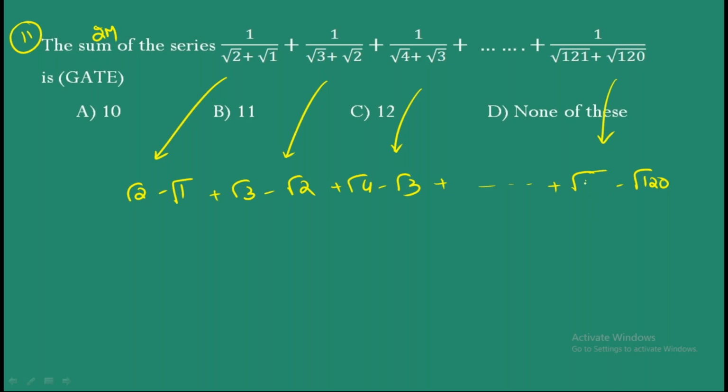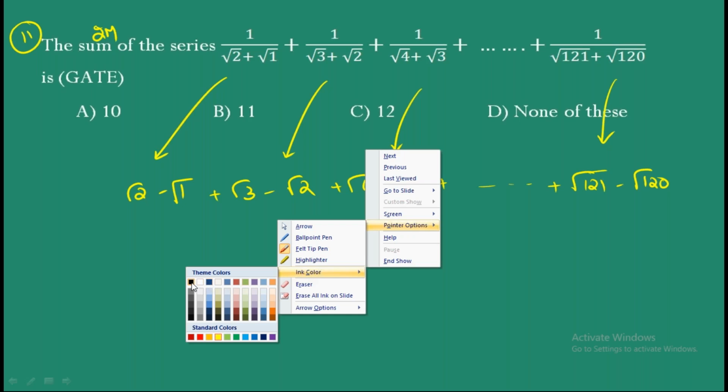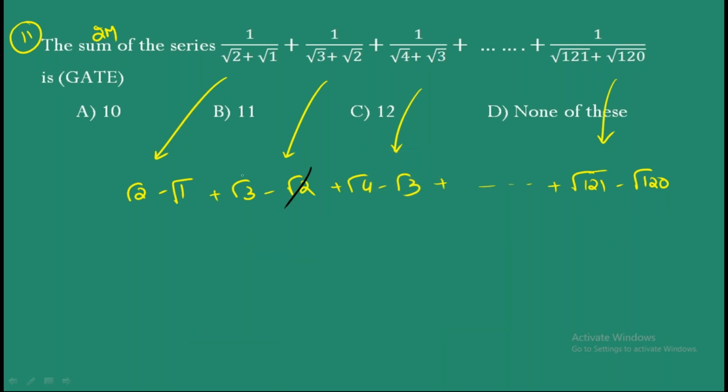Now here, if you check, this root 2, root 3 get cancelled. Root 4 and somewhere root 120 will get cancelled. Finally, you will get root 121 minus root 1, which is 11 minus 1. We can find it out. This is 10. Option A, we have to get 10. Got it? Very good.